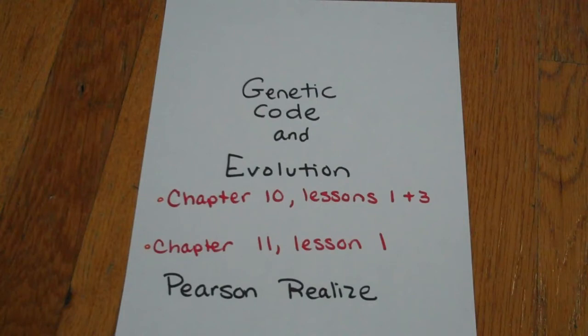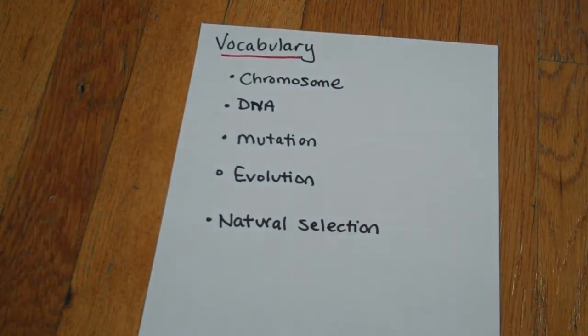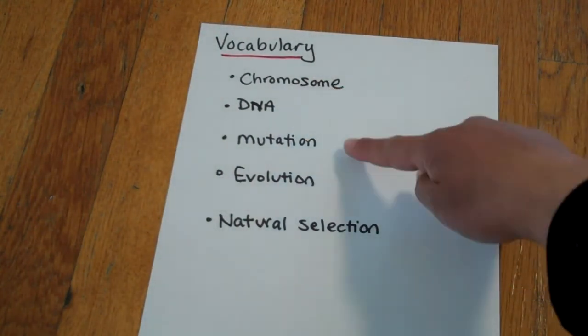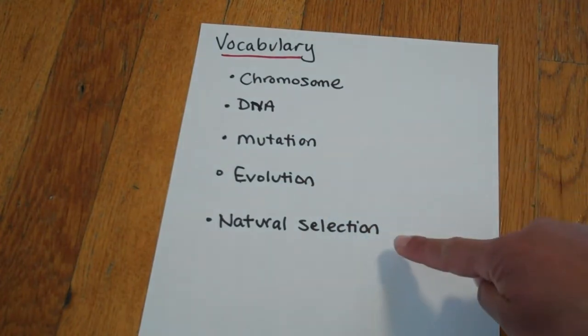Hi, today's lesson is on genetic code and evolution from Chapter 10, Lessons 1 and 3, also from Chapter 11, Lesson 1 in your Pearson Realized textbook. The vocabulary list for this lesson is chromosome, DNA, mutation, evolution, and natural selection.